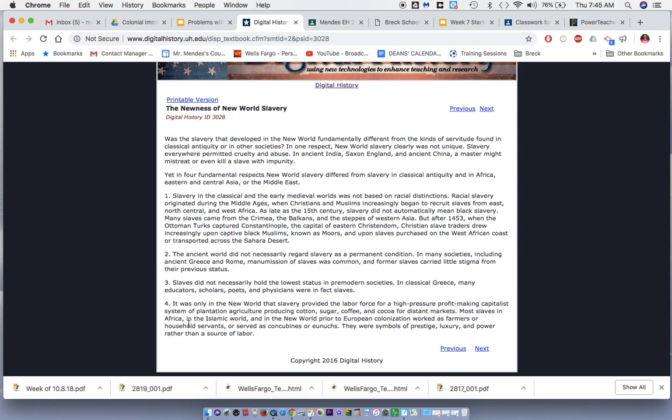Most enslaved people in Africa, in the Islamic world, and in the New World prior to European colonization worked as farmers or household servants, or served as concubines or eunuchs. They were symbols of prestige, luxury, and power rather than a source of labor. So in ancient times, enslaved labor was a marker for how wealthy you were. And that was the same in the Americas as well. But the real driving force for enslaved labor in the Americas was to make a profit off of agriculture or cash crops.